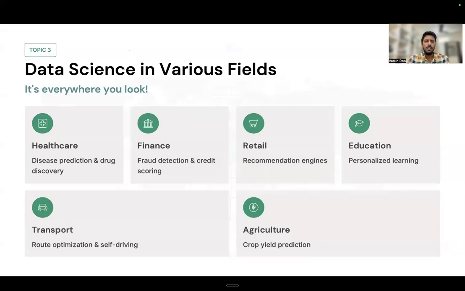Now, just as I was talking, we see how coding or data science is rather involved in every field, at least in this generation. Let's talk about healthcare. You have disease prediction and drug discovery. In finance, it is used for fraud detection and credit scoring.